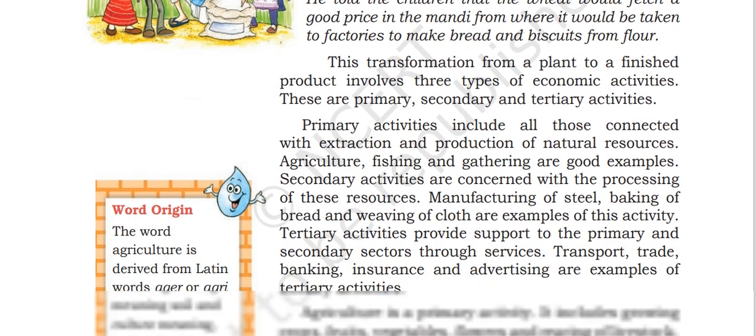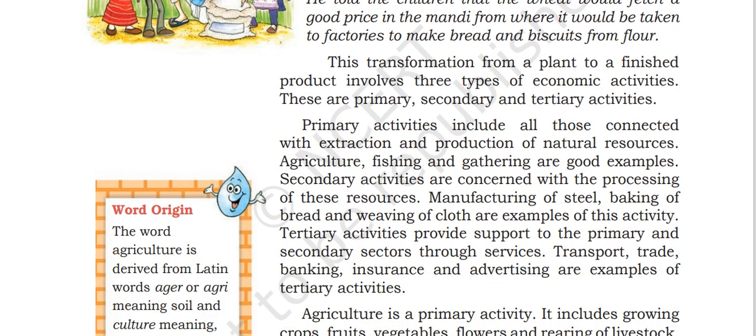Secondary activities are concerned with the processing of the resources. Manufacturing of steel, baking of bread, and weaving of cloth are examples of these activities. Tertiary activities provide support to the primary and secondary sectors through services. Transport, trade, banking, insurance, and advertising are examples of tertiary activities.